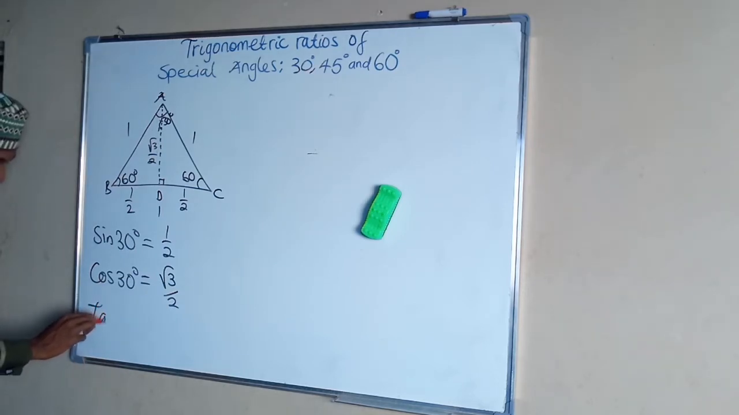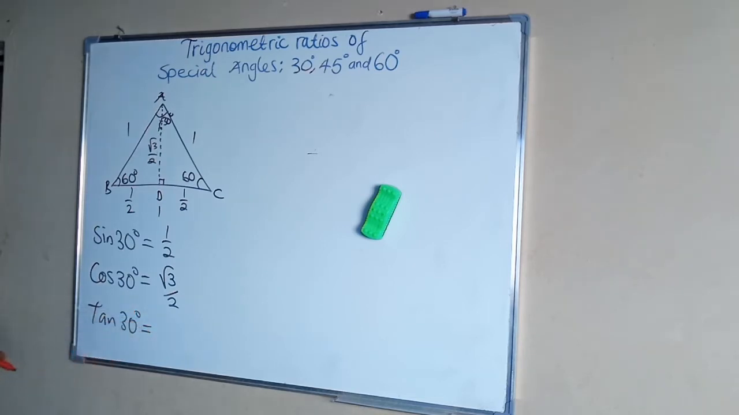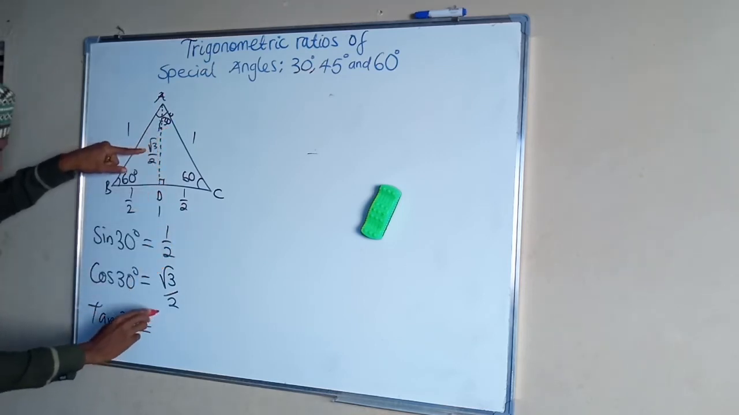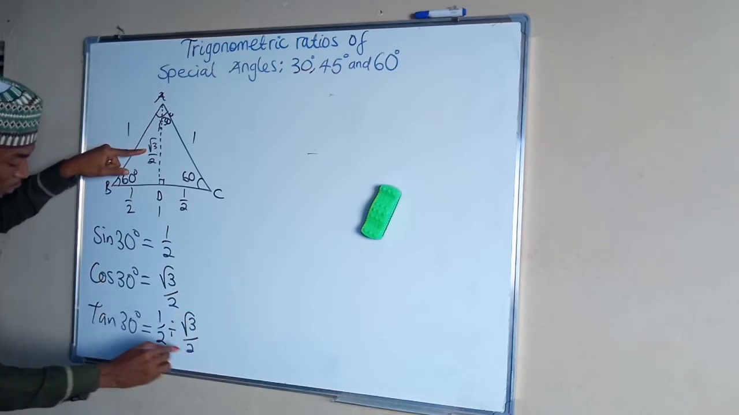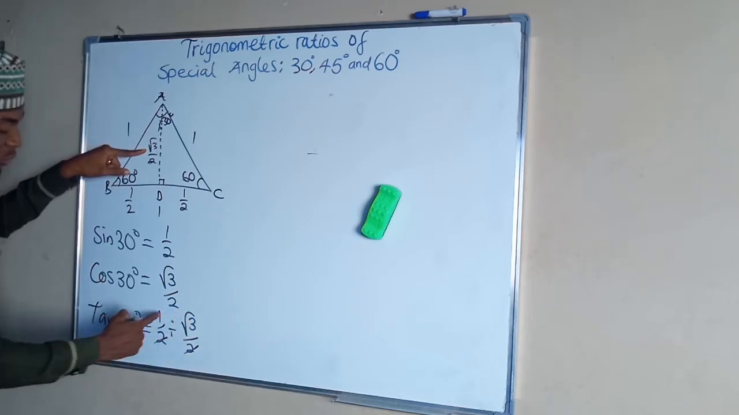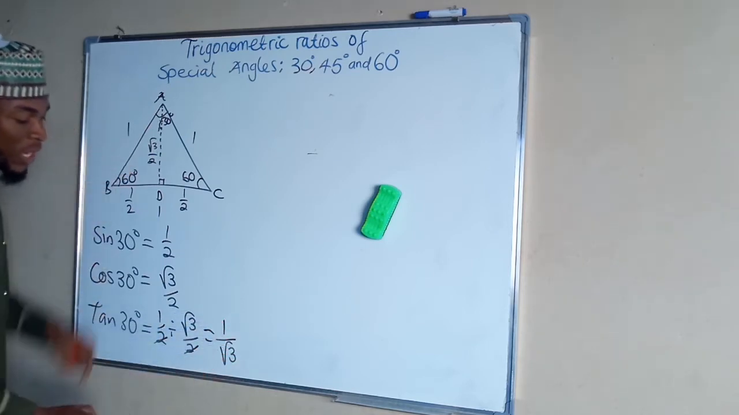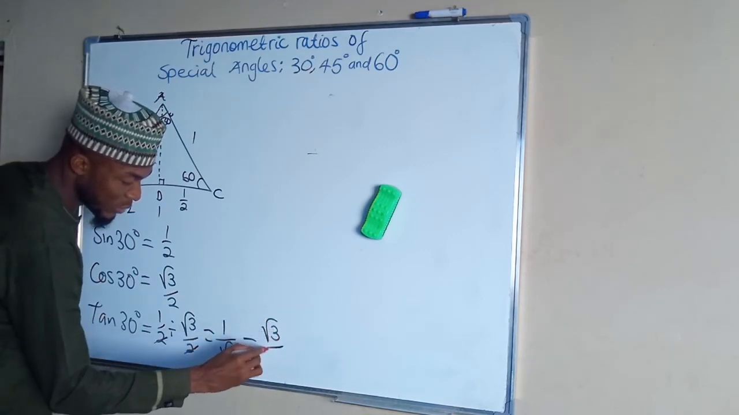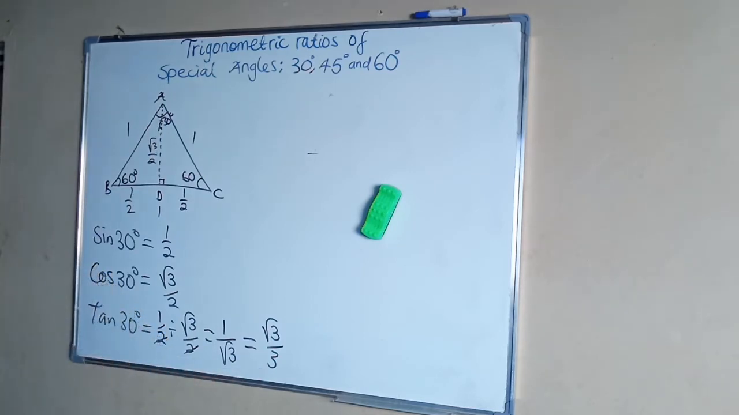For tangent, tan 30 degrees is opposite all over adjacent. This is the opposite and this is the adjacent of this angle 30. So we have 1/2 divided by root 3/2. 2 divided by 2 is 1, so we have 1 divided by root 3. And if you rationalize this, you end up having root 3 divided by 3. So this is tan of 30 degrees.